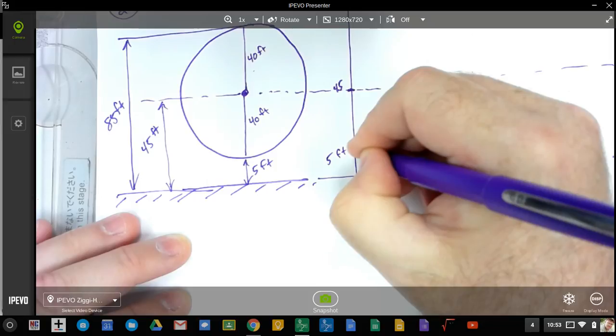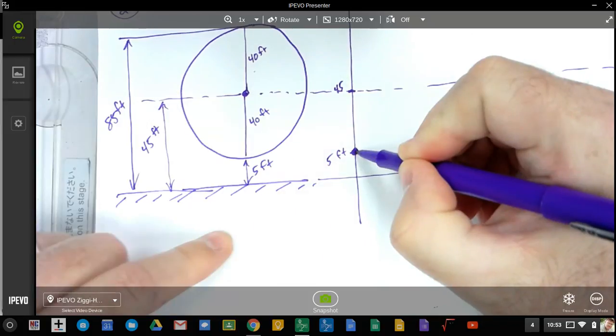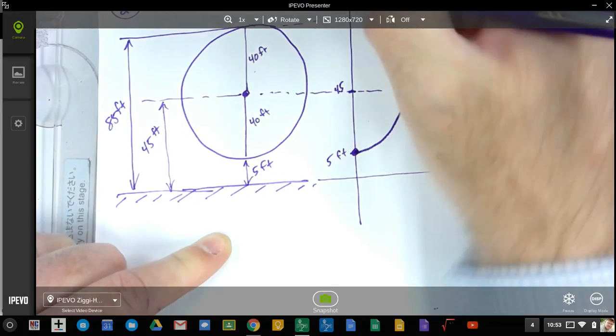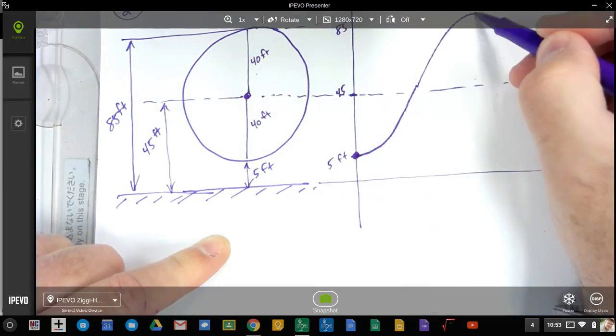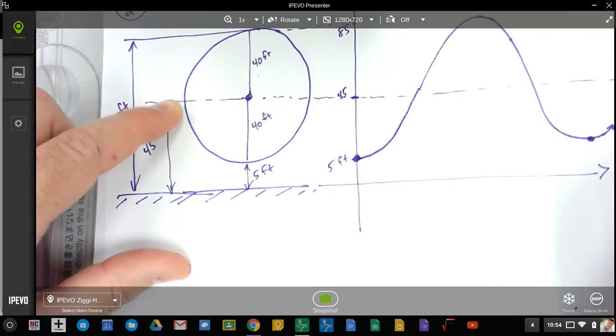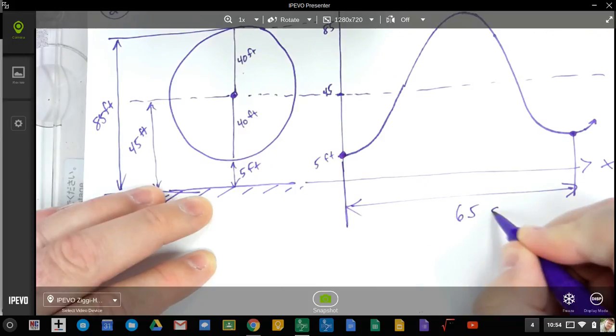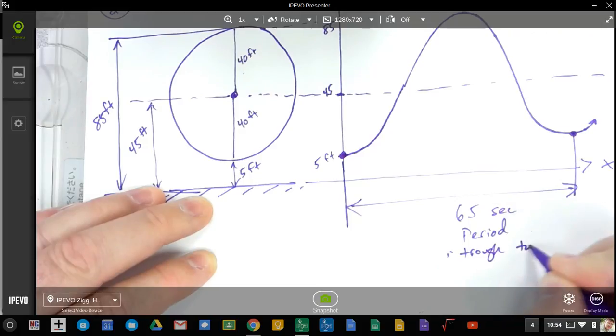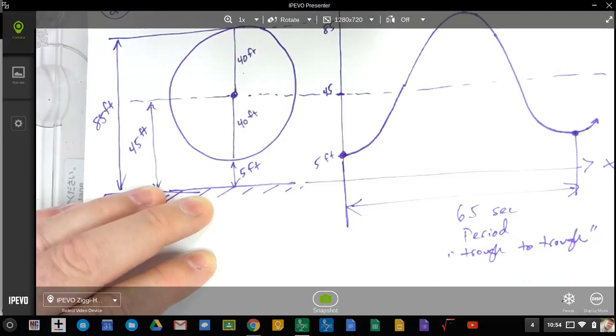And I know as I start going around this that I'm climbing, going up, up, up, up, up. And how high do I go? 85 feet up. So I'm climbing all the way up to 85 feet. And then I start my trip down the Ferris wheel back to the beginning. And I'm probably going to complete the cycle. But we know right here to here is 65 seconds, and that is your period, because that is trough to trough. Okay. So I know I can get period.